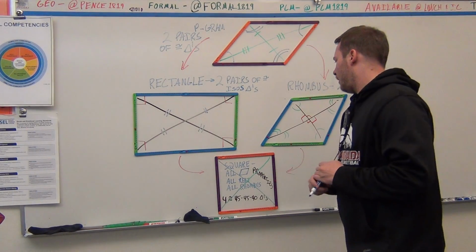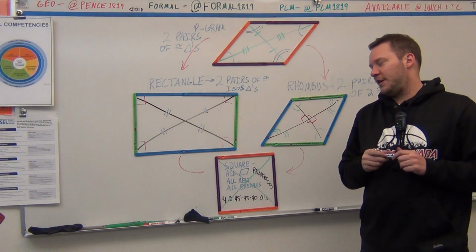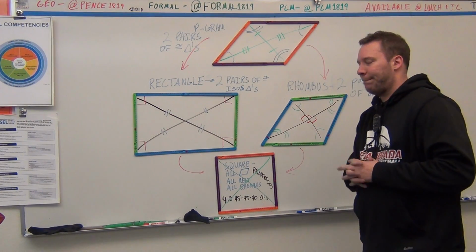In a square, I've already written that it has four congruent 45, 45, 90 triangles. Thank you.